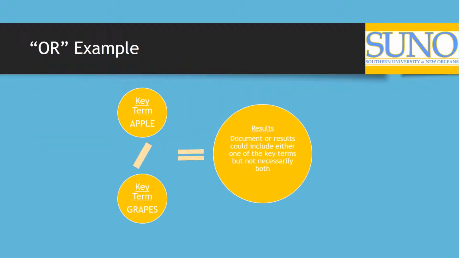Here is an example or a visual diagram for what your search results would look like if you were to use the Boolean operator OR. So again, for example, we are going to use the key terms apple and grapes. If you were to use the Boolean operator OR, then for your results, all of the articles or sources that you get back could either include information on the term apple or on the key term grapes, however, not necessarily both of those key terms.